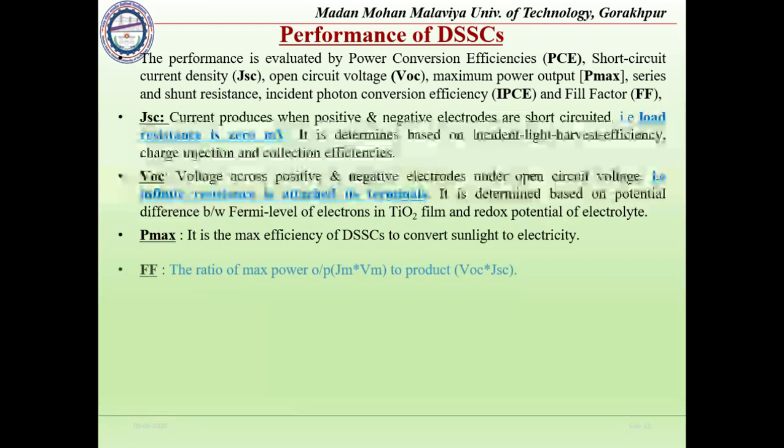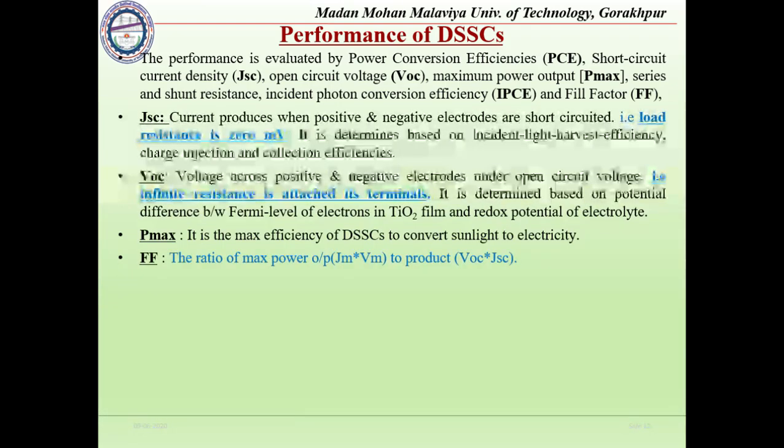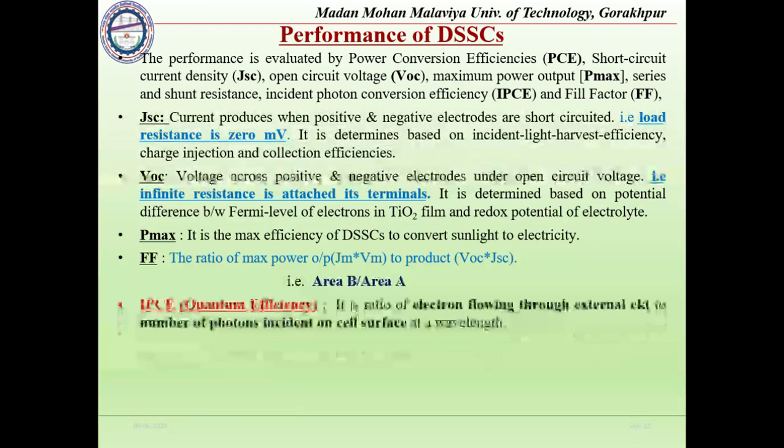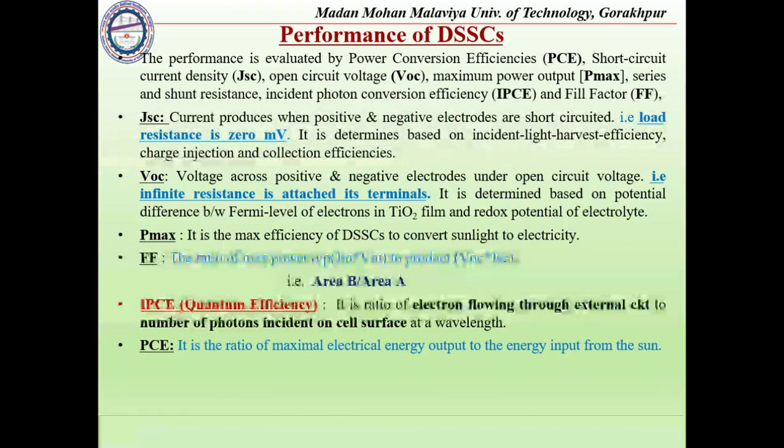What is the maximum efficiency? Maximum efficiency, Pmax. Fill factor. What is fill factor? Fill factor is the ratio of maximum output to the product of open circuit voltage and short circuit current density. Incident photon conversion efficiency, known as IPCE, can also be called quantum efficiency. It is the ratio of the number of electrons flowing through the external circuit to the number of photons incident on the cell surface at a particular wavelength.